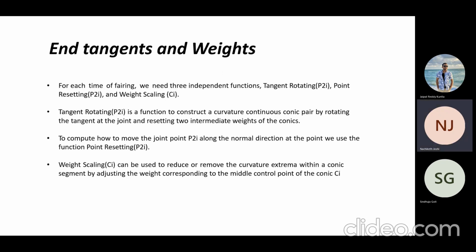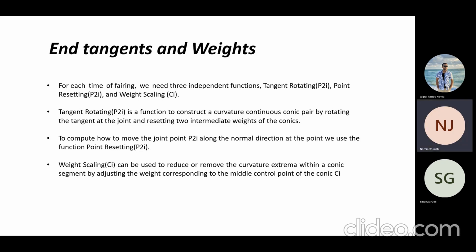In tangent and weights, for each time of fairing, we need three independent functions: tangent rotating P2i minus 1, 2i, point resetting P2i, and weight scaling Ci. Tangent rotating is a function to construct a curvature continuous conic pair by rotating the tangent at the end and resetting two intermediate weights of the conics. To compute how to move the joint point P2i along the normal direction at the point, we use the function point resetting.